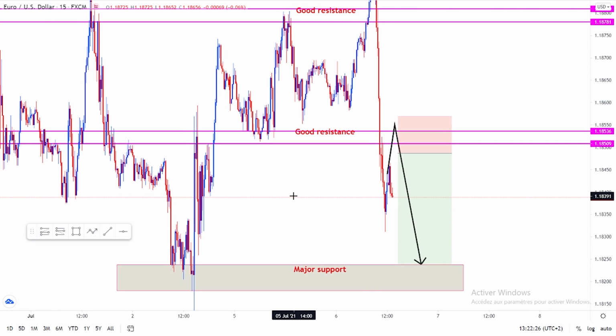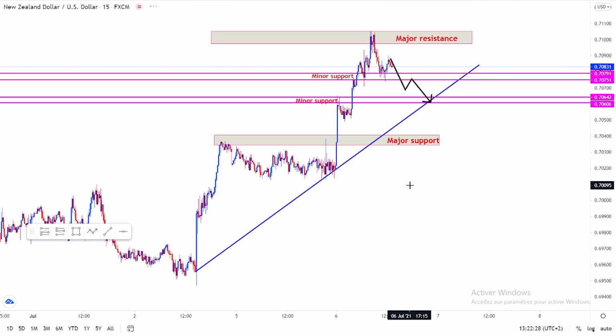Okay, so let's check NZDUSD. I have some good setups there.